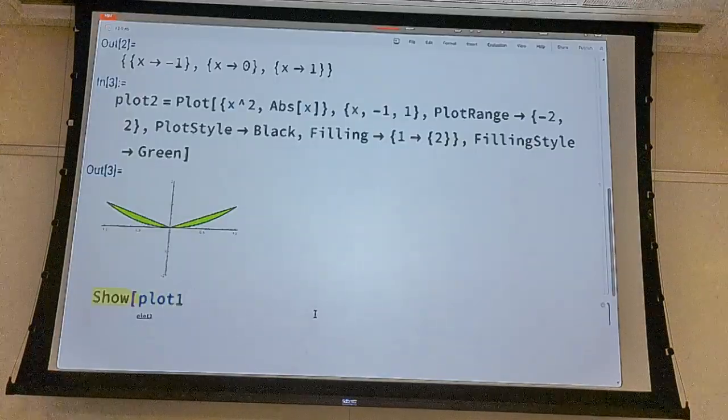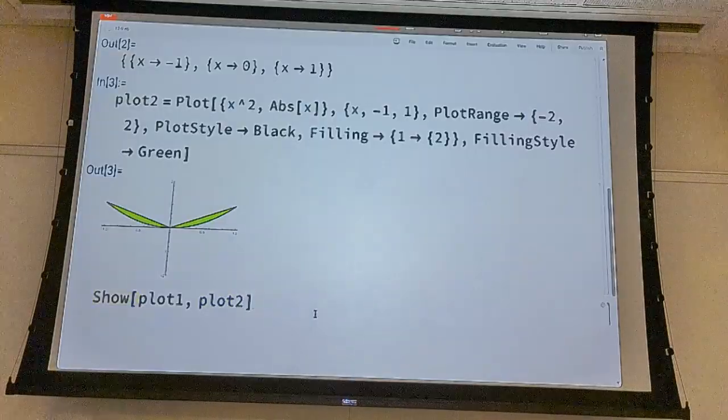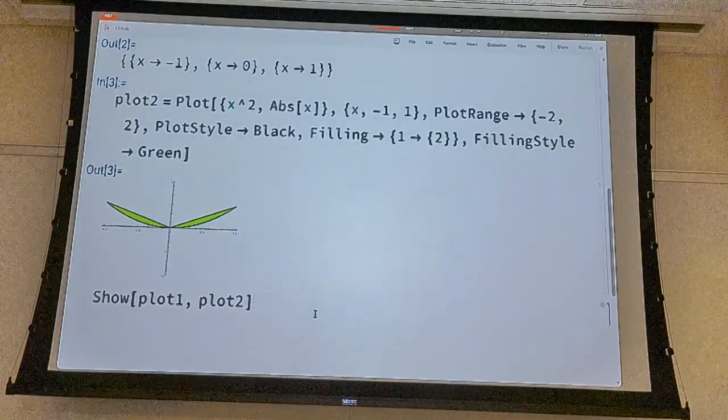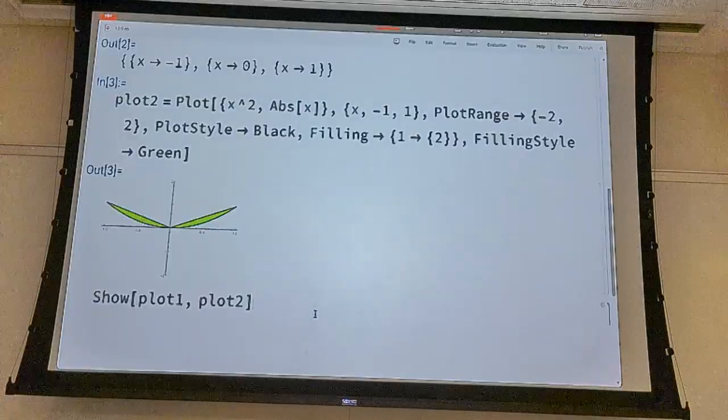I can now use a show command. What the show command does is it shows, obviously, images on top of each other. The order in which you list it matters. Wolfram will give priority in descending order of how you list it. So I guess ascending order. You get 1, 2, 3. So the first image you list is top priority, which means everything else will be shown on top of that.